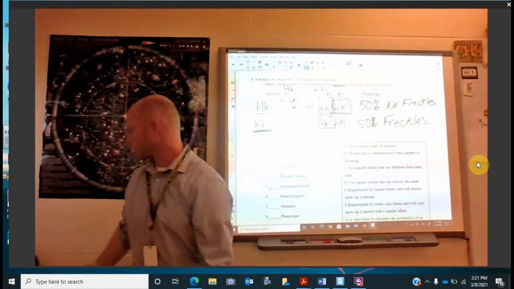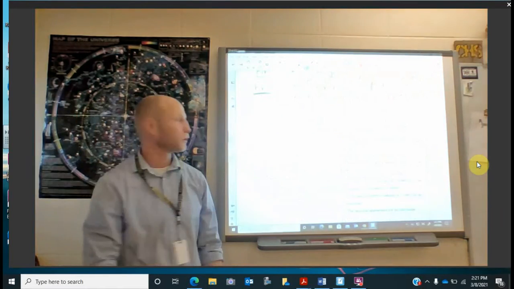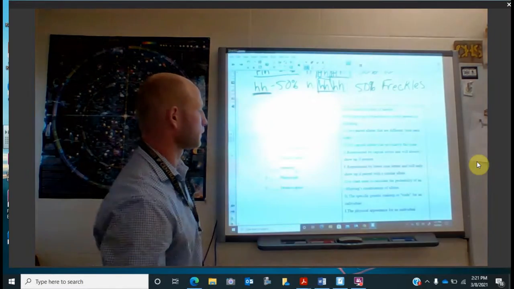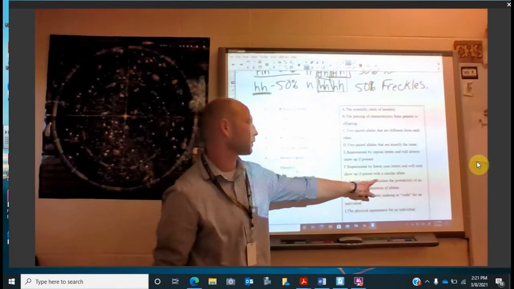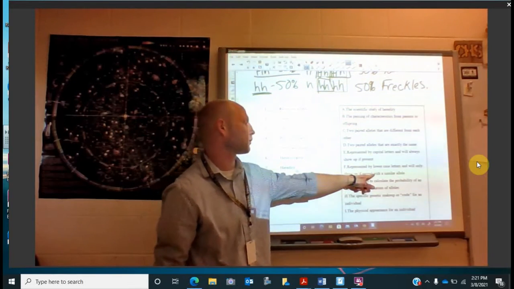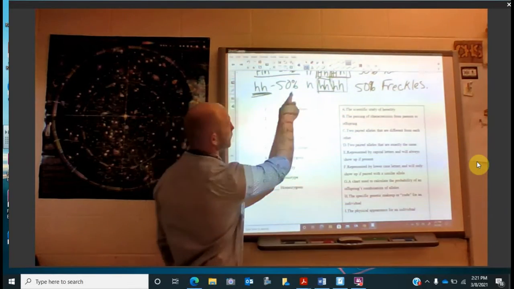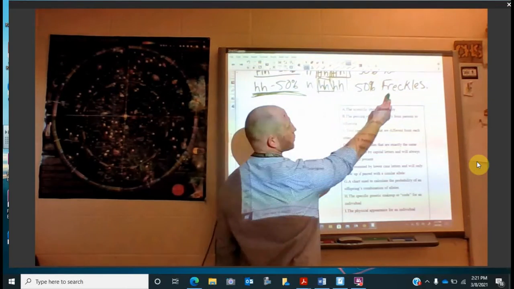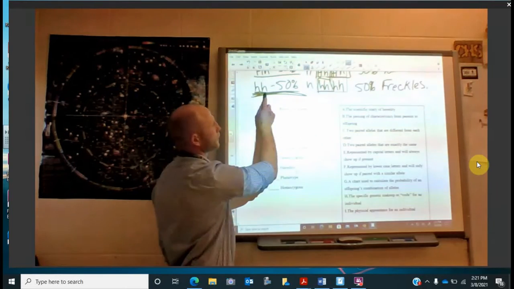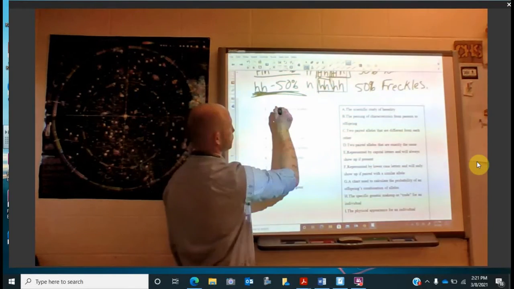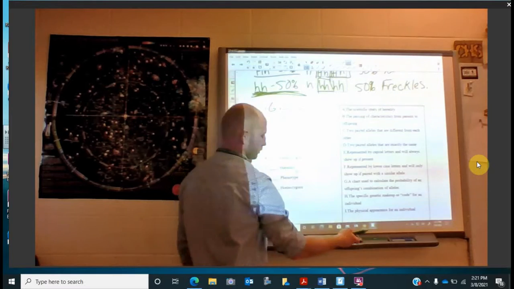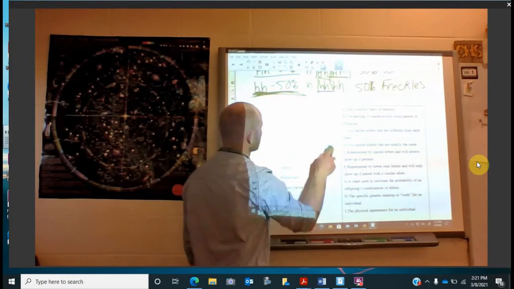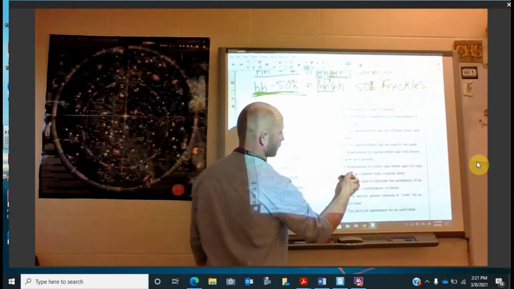So then we move on to our vocab. Our vocab, recessive alleles. So F, represented by lowercase letters, will only be shown if paired with a similar allele, and we just showed that here, right? These freckles will only show if both alleles here are recessive. So that's, oh, sorry, wrong one. So that is F.